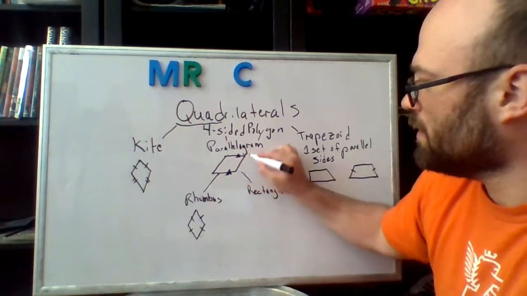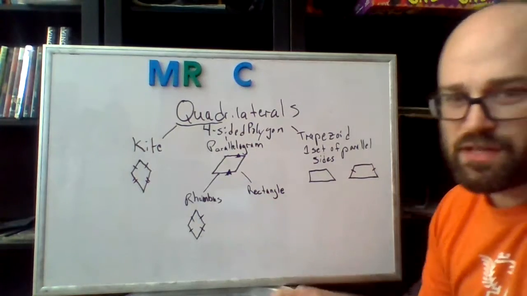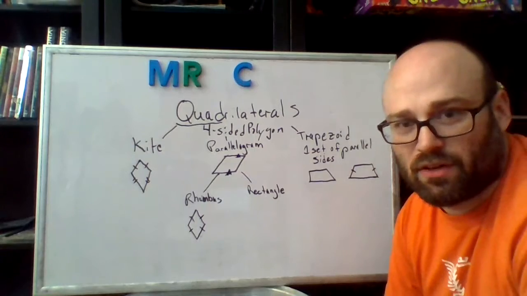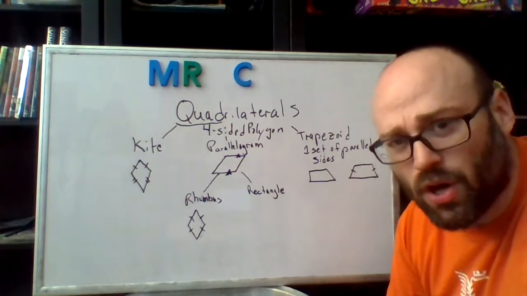Okay, so that means these are parallel and those are parallel. So a rhombus has four sides that are congruent. Remember, these little hash marks mean that they're congruent. A rectangle, we all know what a rectangle is.